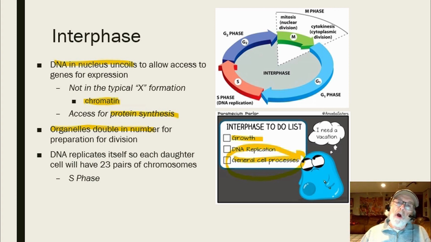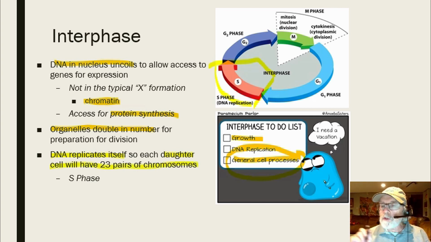Okay, we also find a significant portion in that, even though it's not the majority of the time, is what's called the S phase, and the S phase is this little chunk right here. Okay, and the S phase is where the DNA replicates itself, so that each daughter cell will have 23 pairs of chromosomes, and that's called the S phase. We'll be talking more about how the DNA replicates itself in an upcoming video.